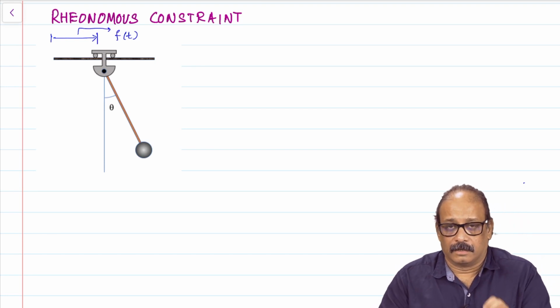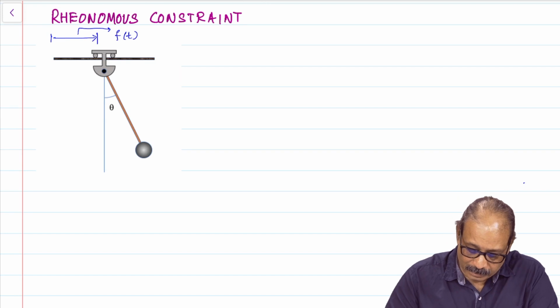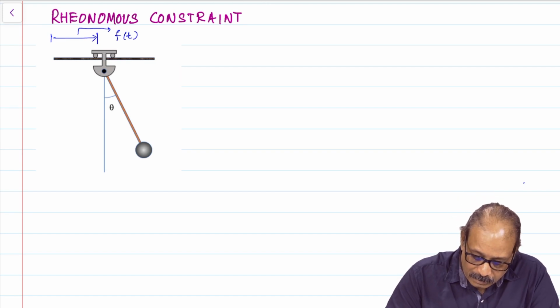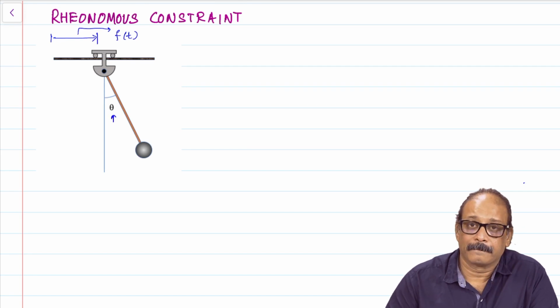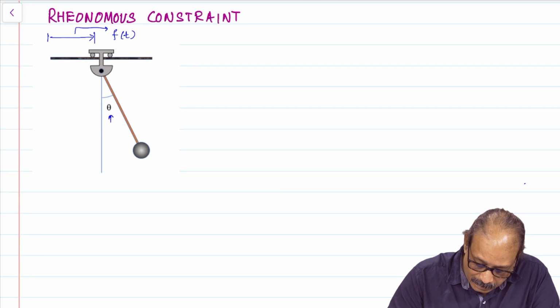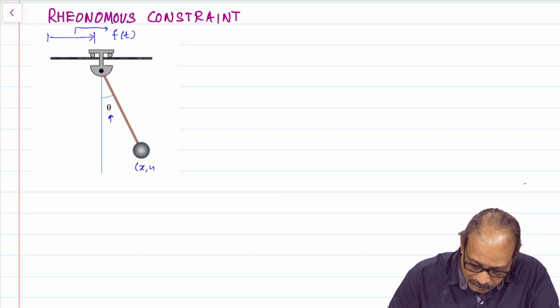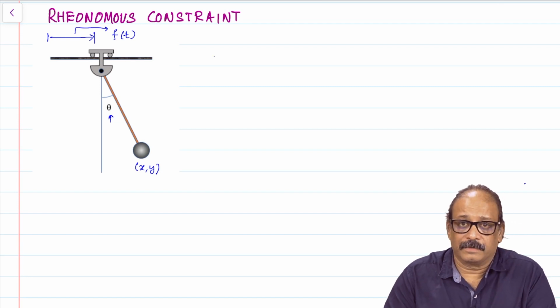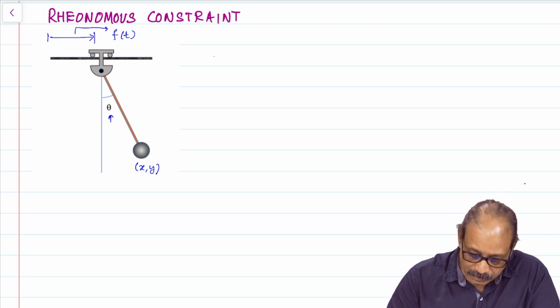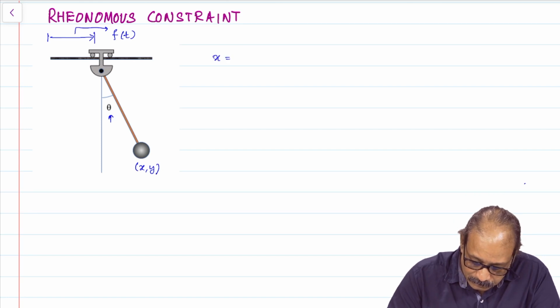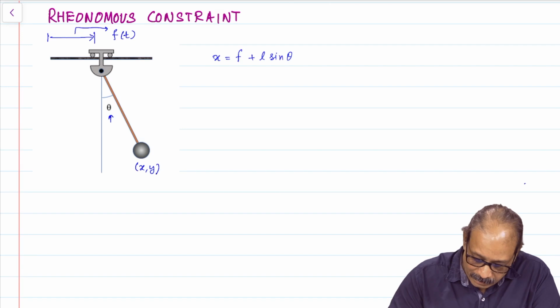Okay. Now, since you remember this example, I will quickly write down here the generalized coordinate that I am going to use is angle theta, and the Cartesian coordinates of this bob are x and y. So, I will immediately write down the transformation equations. Transformation equations would be x is equal to f plus L sin theta and y is equal to L cos theta.